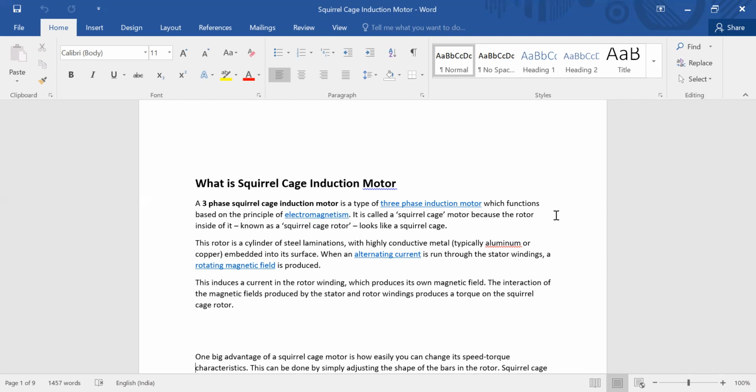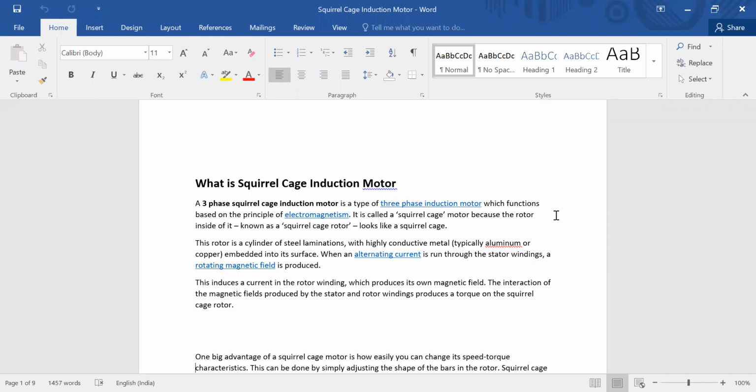So the three-phase induction motor functions on the principle of electromagnetism. We call it a squirrel cage motor because there are two things, the stator and the rotor, and the rotor inside it looks just like a squirrel cage.